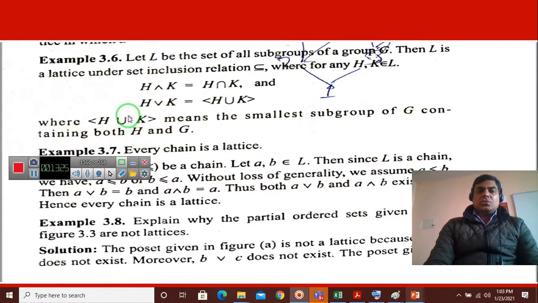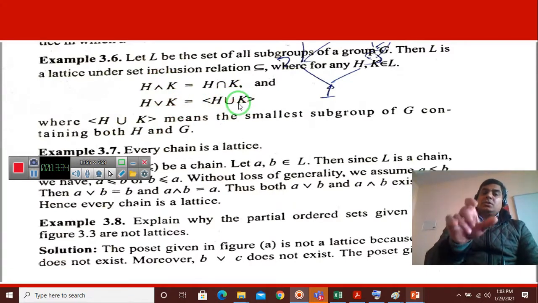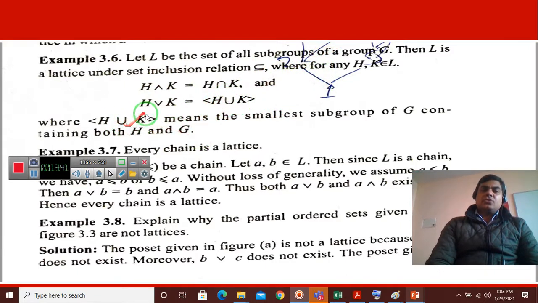This group is the smallest group containing H and K, where the union considers the elements of H and K also. So H and K lie in this set, H union K. So this is a maximum element, or a minimum element, for any H or K. For each and every H and K belonging to L, the intersection or union also belongs to L. So it is closed over L, and so they are called a lattice.